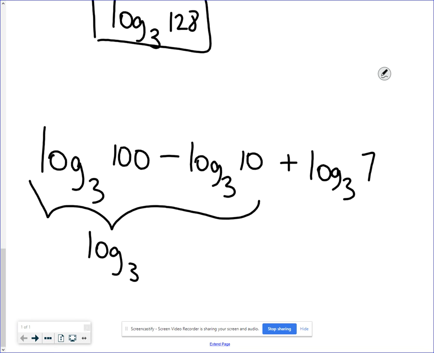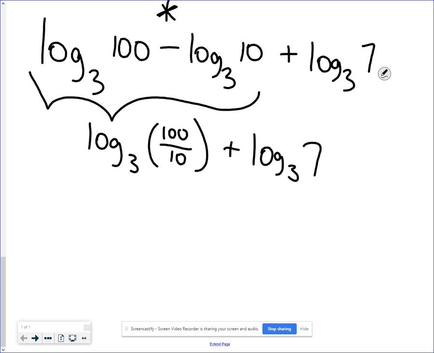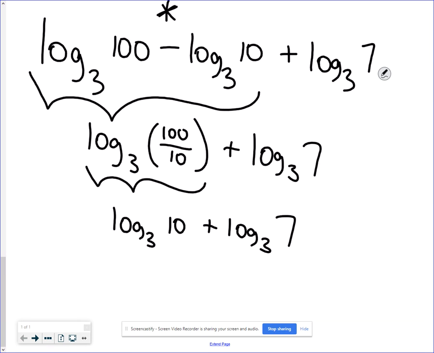What am I doing? I got log base 3 of 100 minus log base 3 of 10. So we are using subtraction here. So when I combine them as a single logarithm, I would use division. So it would be 100 over 10. And then I still got my plus log base 3 of 7. But what is 100 over 10? 100 over 10 is just 10. So I can simplify this to just log base 3 of 10 plus log base 3 of 7.